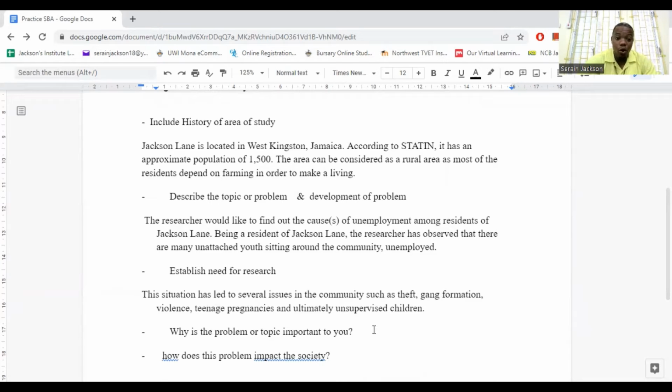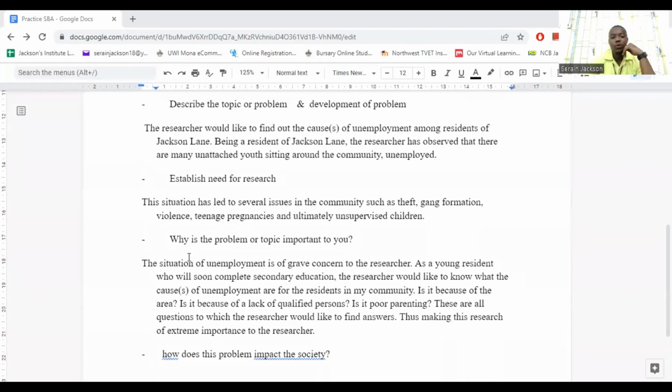And now we can go on to say, why is the problem or the topic important to you, right? All right, so we are looking at why is the problem or the topic important to you? So this is what I've come up with. It says the situation of unemployment is of grave concern to the researcher, right? So you're making it known that it is concerning to you, and then you're going to tell why.